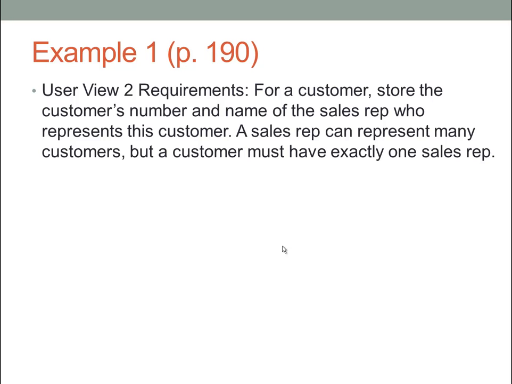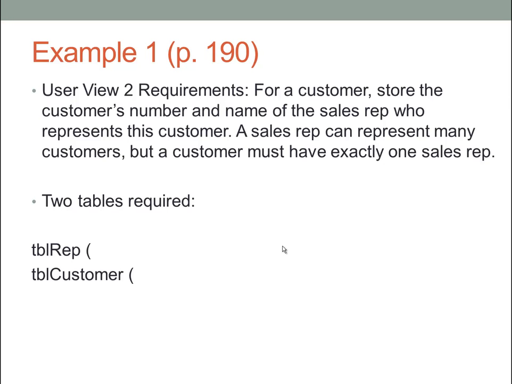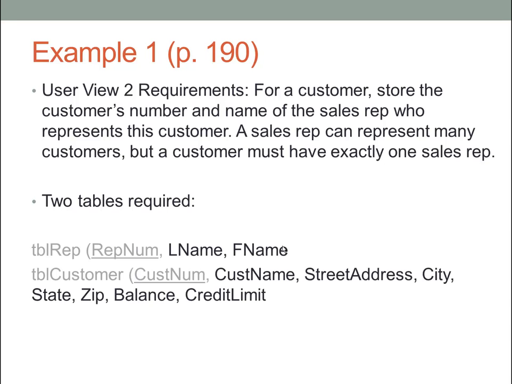So the first thing I need to do is figure out my collection of tables. I break that down by determining the tables. I figure out two tables are required, one table for rep and one table for customer. I figure out that the primary keys of these tables are rep number and customer number, and I identify the other fields that are required in each table. At that point, I've pretty much figured out my collection of tables. Then I'd look to make sure that the tables are normalized, which they are.